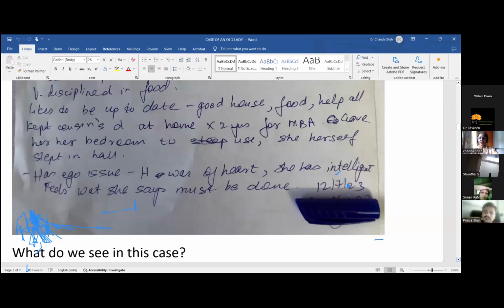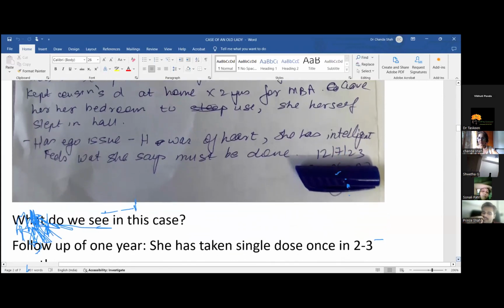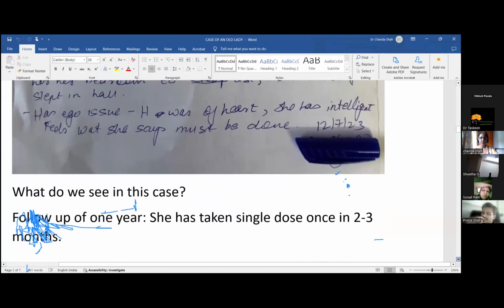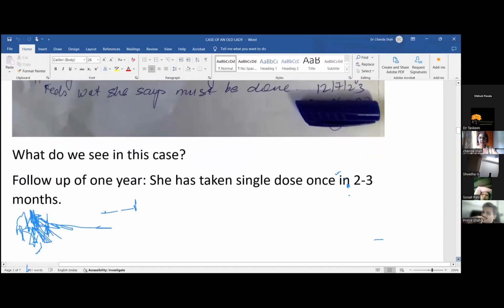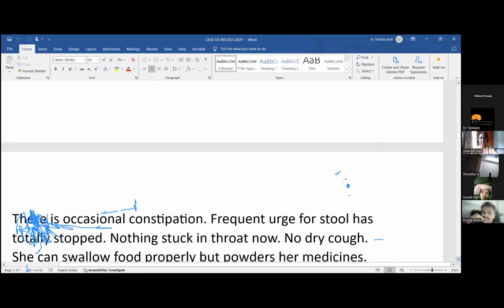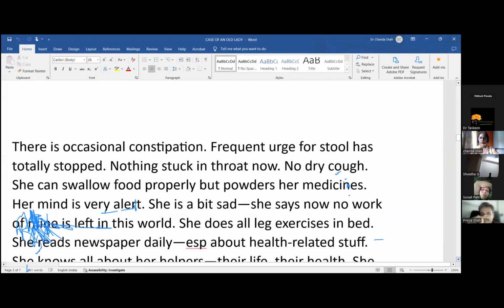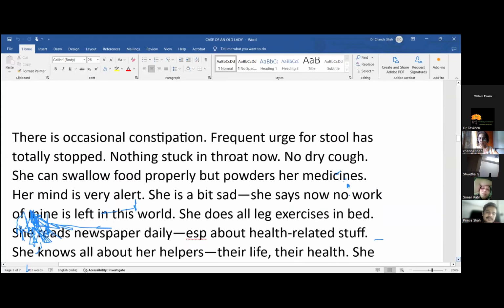Let me tell you a little bit about the follow-up, so you see more about the patient. This is the follow-up after 1 year, and she has taken a single dose once in 2-3 months. She said there's occasional constipation. The frequent urge for stool has totally stopped, immediately after the first dose. There's nothing stuck in the throat now. No dry cough. She can swallow her food properly, but she still powders her medicine and has it.